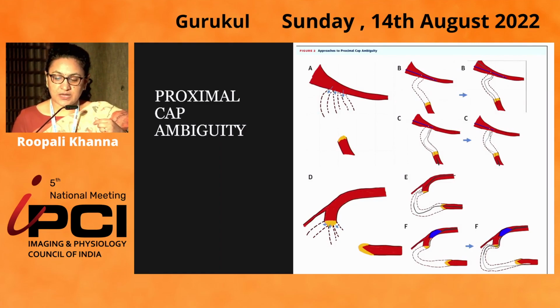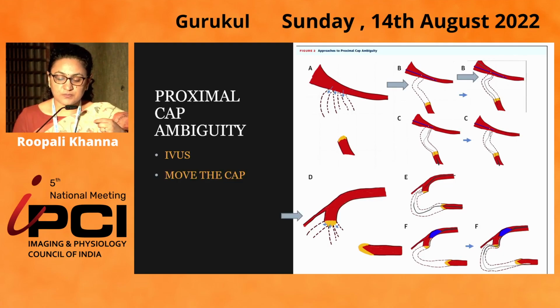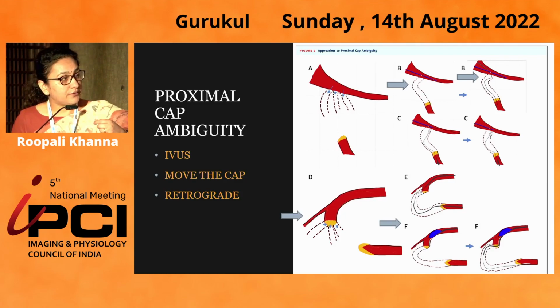So what are the things we can plan in this case? Either we can do an IVUS guided entry, planning the IVUS at the side branch to localize the stump, or we can modify the proximal cap. Or we can go with the retrograde approach, using contralateral injections and contralateral collaterals to open the LAD.